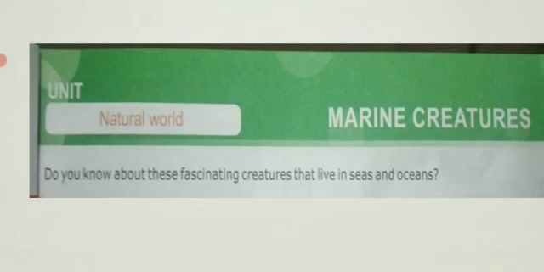Here pictures of some marine creatures are given to you. Based on the special characteristics given, you have to identify these creatures or name them. Fill in the blanks. That is given here. I'll explain to you one by one. Along with that, I'll give the name of the creatures also.